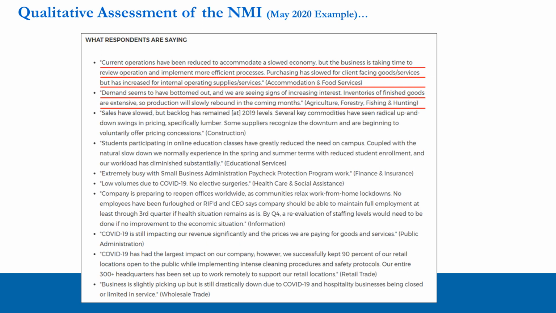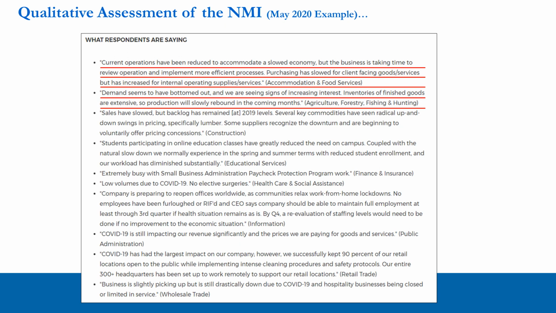Let's read this out. Current operations have been reduced to accommodate a slowed economy, but the business is taking time to review operations and implement more efficient processes. Purchasing has slowed for client-facing goods and services, but has increased for internal operating supplies and services. What are we getting from agriculture, forestry, fishing and hunting? Demand seems to have bottomed out, and we're seeing signs of increasing interest. Inventories of finished goods are extensive, so production will slowly rebound in the coming months.